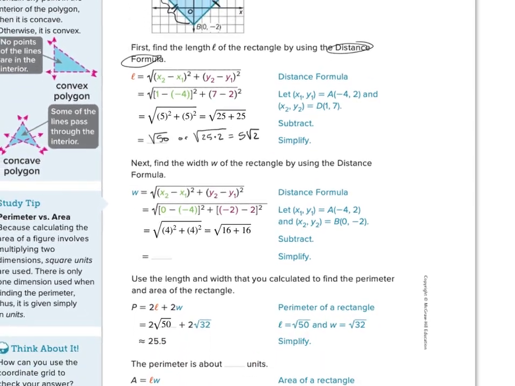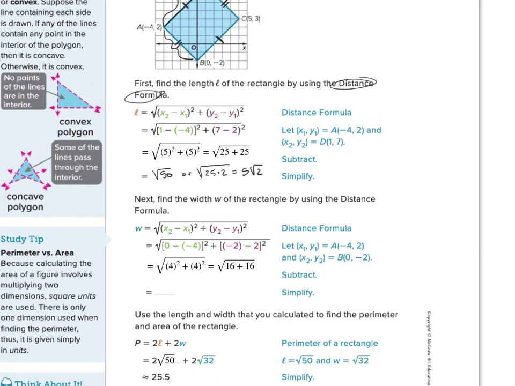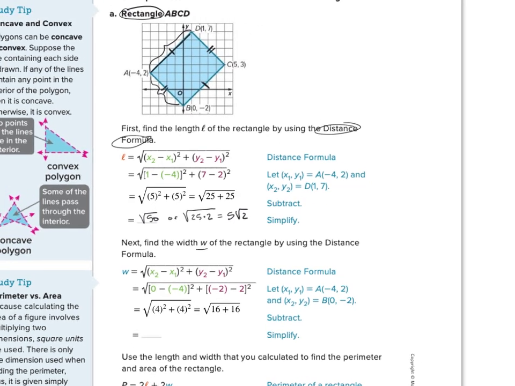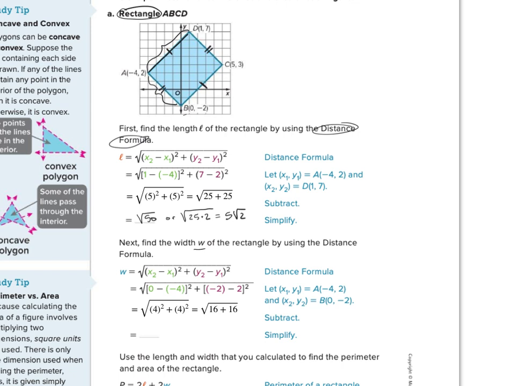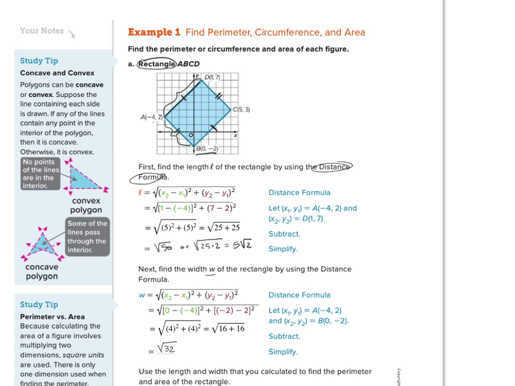And let's see what else. Then finding the width, they did the same thing. They used A and B. So right here, they used A and B. They kept A as X1, Y1, X2, Y2. They did the substitution, they plugged it in, and it turns out that this is going to be the square root of 32. And then now that we know this side is the square root of 32, then I know this is the square root of 32, this was the square root of 50, and this was the square root of 50.